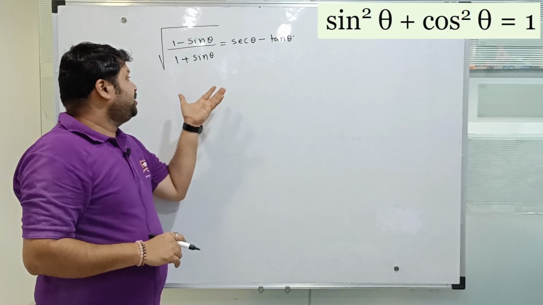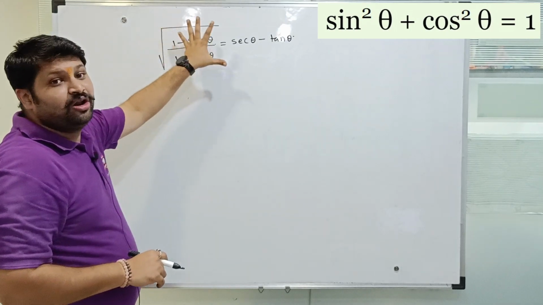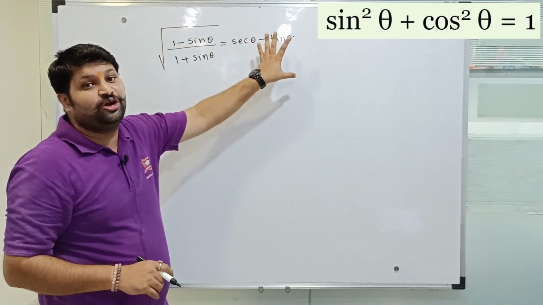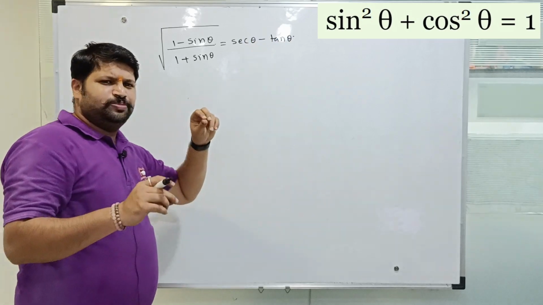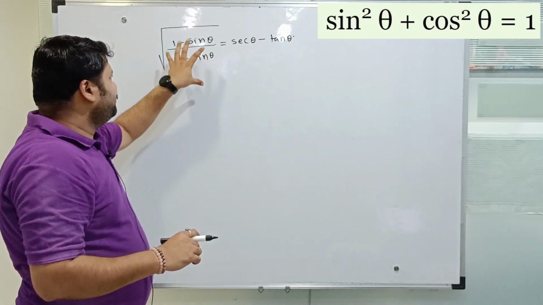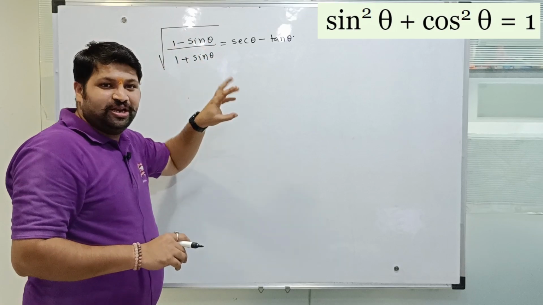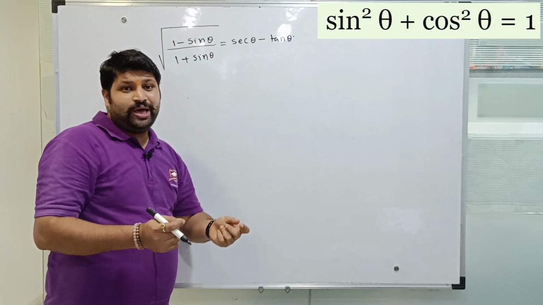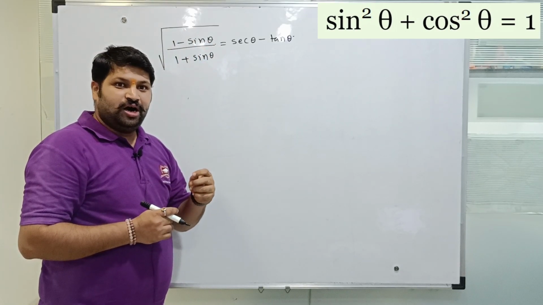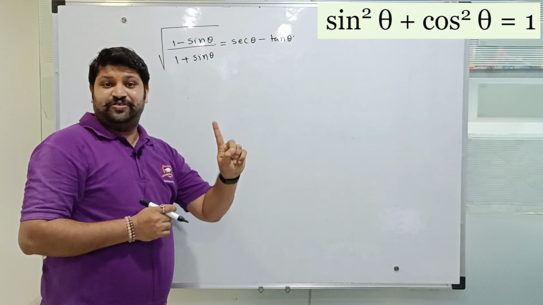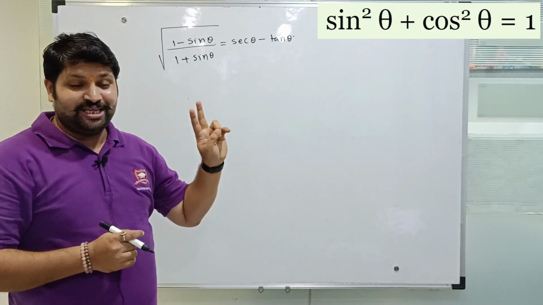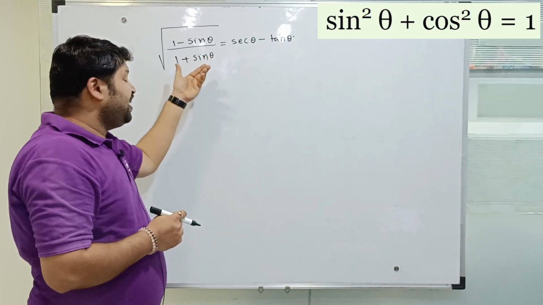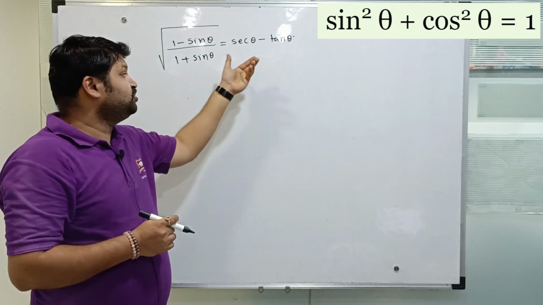Now in this particular sum, we have a root sign on our LHS and we don't have a root sign on our RHS, which basically indicates that whatever is there inside the root sign, we need to make it a perfect square and then we can go ahead. That is the first thing that I have to do. The second thing that I have to do is check what is there on my left hand side and what is there on my right hand side.